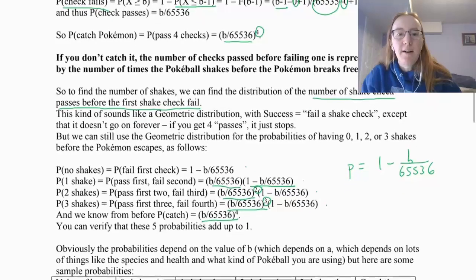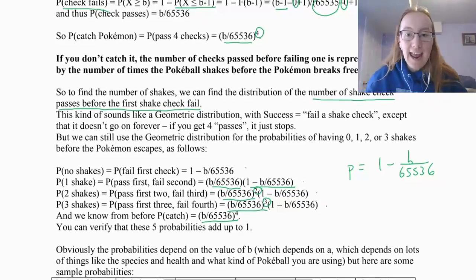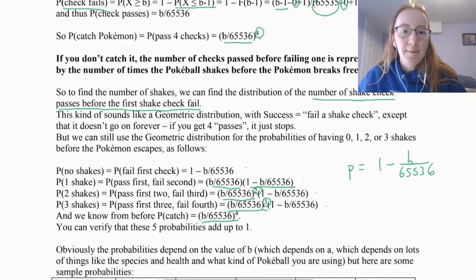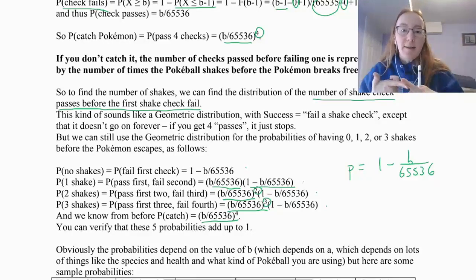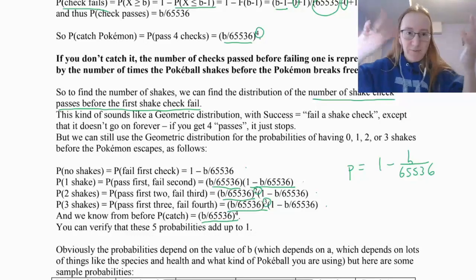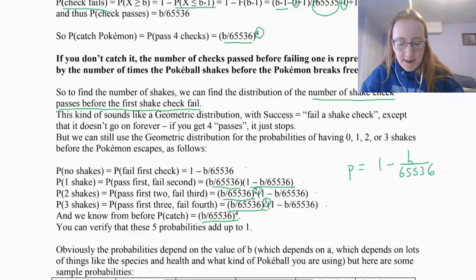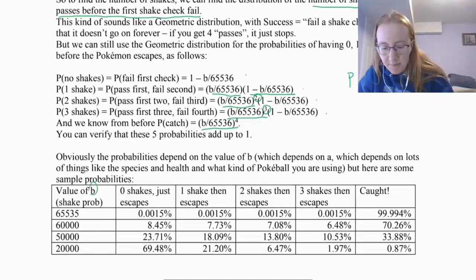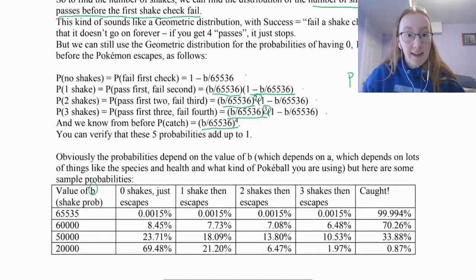So these are going to depend on the value of b, which depends on a, and it also depends on lots of other factors in the game. So it's not quite as simple. This a is going to depend on the species of the Pokemon, the health of that Pokemon, what kind of Pokeball you're using, whether you have any special things that you've added to it. But here, if we have some various values of b, the shake probability, we can think about calculating the probability of each of these situations.